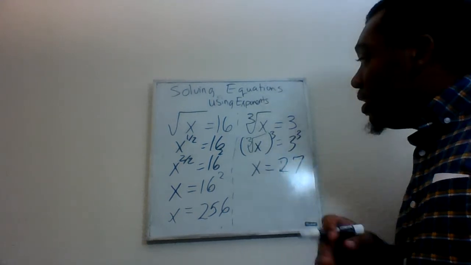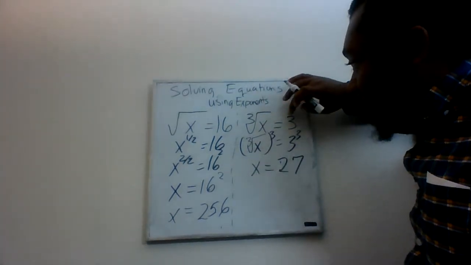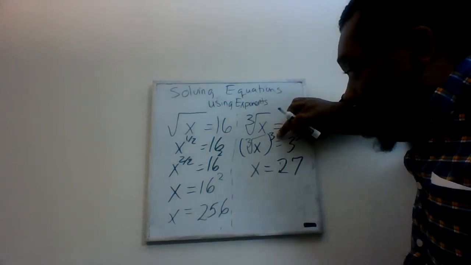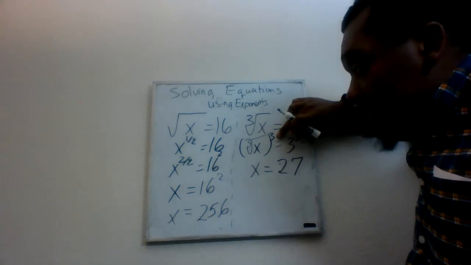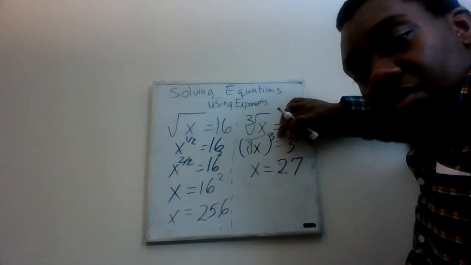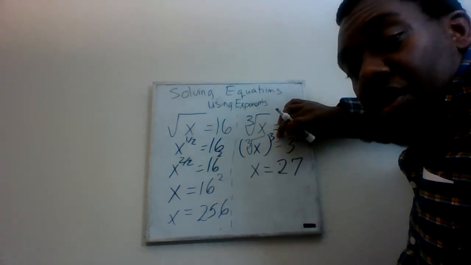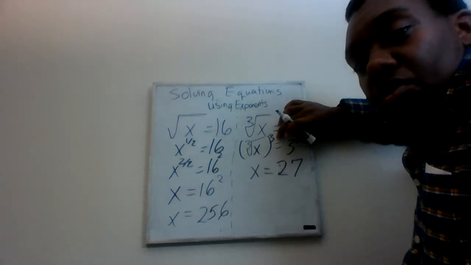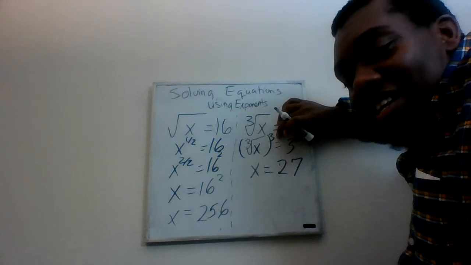Okay, cool. So the cube root of x equals 3. To undo the cube root, we raise it to the third power. Just like to undo the square root, we raise it to the second power. To undo a fourth root, if you did one of those, you would raise it to the fourth power. To undo an 87th root, you would raise it to the 87th power.